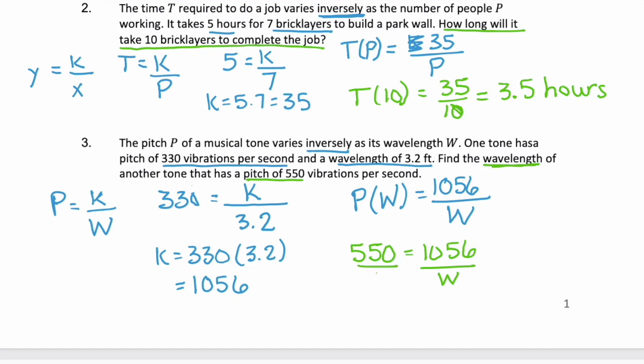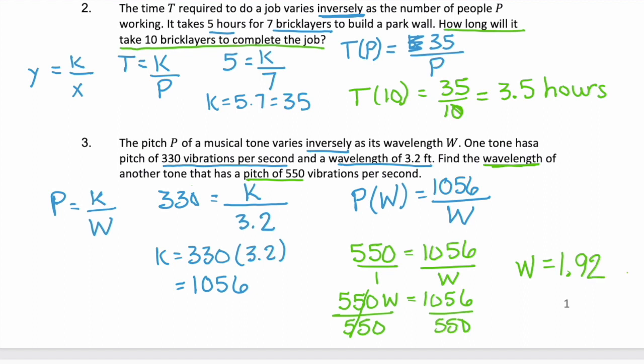Well, this is 550 over 1, so we can cross multiply. 550 times W equals 1056. Divide by 550, and we get that W equals 1.92. But we need a unit of measurement. W is the wavelength, and it's measured in feet. So the wavelength is 1.92 feet when you have a pitch of 550 vibrations per second.